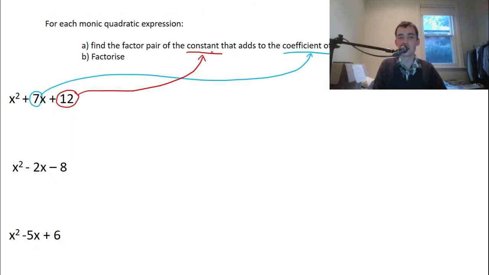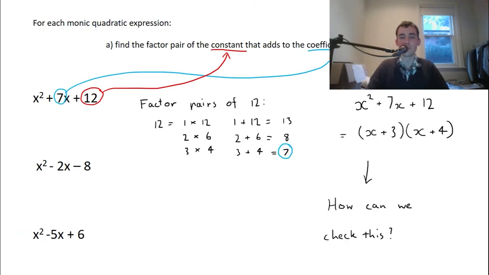Find the factor pair of the constant. The constant is 12. So we need to find a factor pair of 12, and that factor pair has to add up to the coefficient of x, which is 7. So let's find factor pairs of 12 and see what we can find. So factor pairs of 12 are 1 times 12, 2 times 6, 3 times 4. Now let's test these out.